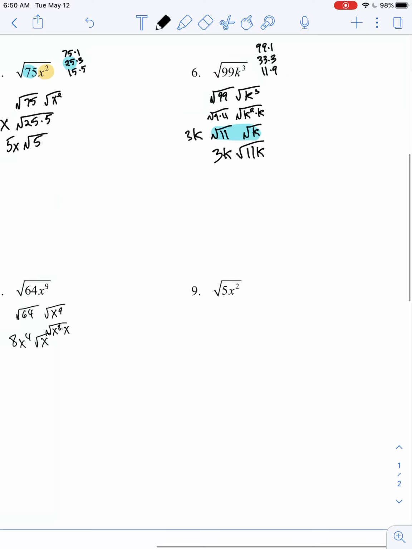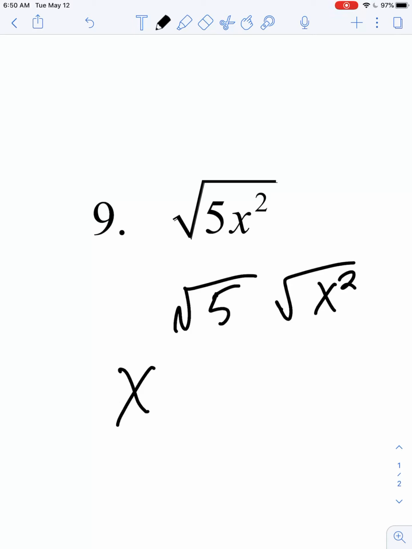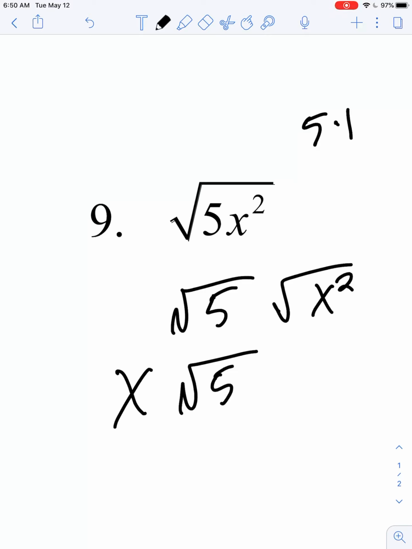All right, last problem. Square root of 5x to the second power. Is 5 a perfect square? No. X to the second is a perfect square, so let's break these up to make it a little easier to see. What's the square root of x squared? That's x. What are the factors of 5? They're simply 5 and 1. There's no other way. It's a prime number. So what do we do in this case? We bring out our x, we leave our 5 behind, and we are finished. Our answer to that one is x times the square root of 5.